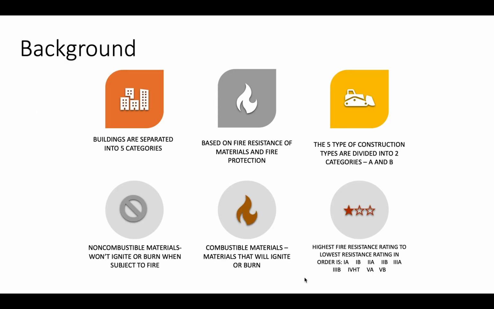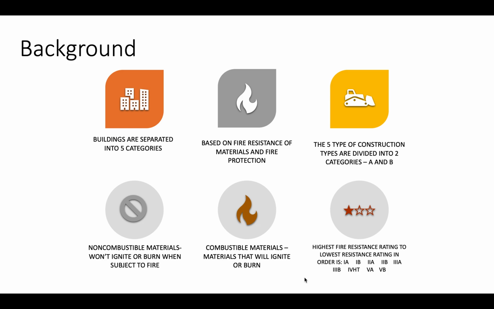So the IBC classifies every building first into 5 broad categories, and this is based on the fire resistance of the materials. Then they are subdivided into 2 smaller categories, the A and B categories. The A category involves protected construction, and the B category is less protected. And so there's type 1, 2, 3, 4, and 5 construction.